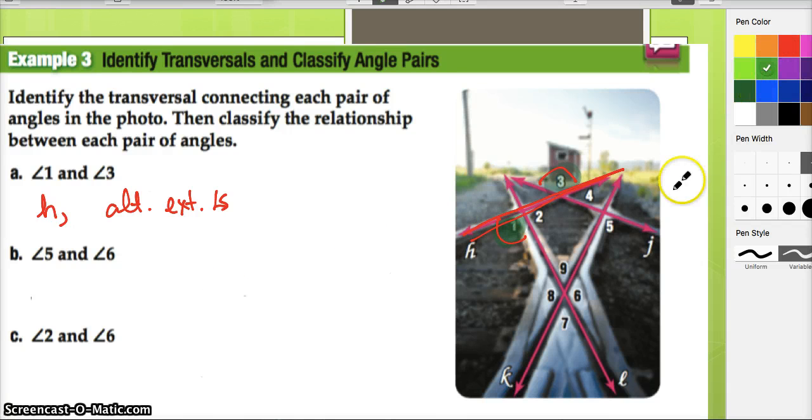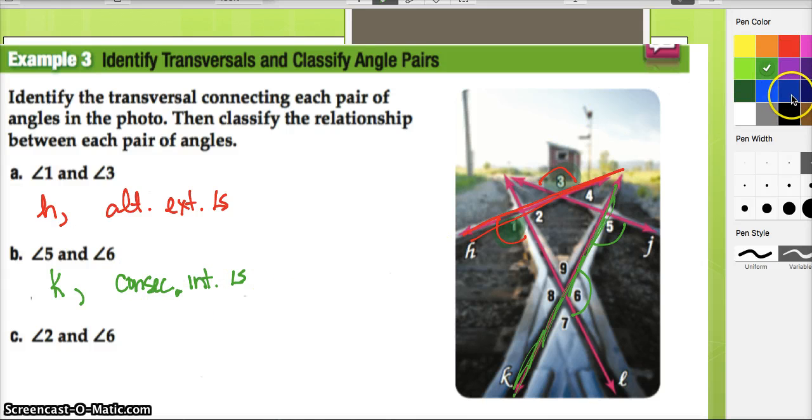Let's look at this next guy. So we've got angle 5 and angle 6. And again, remember that the transversal must touch both of those angles. So in this case, the transversal is this guy over here. So my transversal is K. And notice that they're both on the same side, but they're interior. It looks like they are consecutive interior angles. Just an aside, in some textbooks they're called same side interior angles, which might be a little bit clearer, but in this text they're called consecutive interior angles.